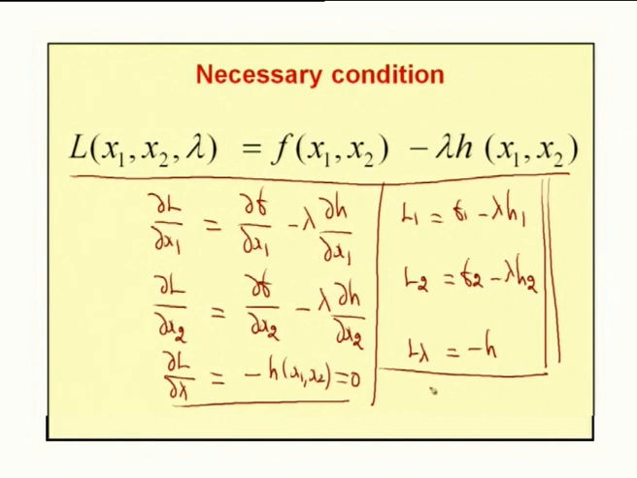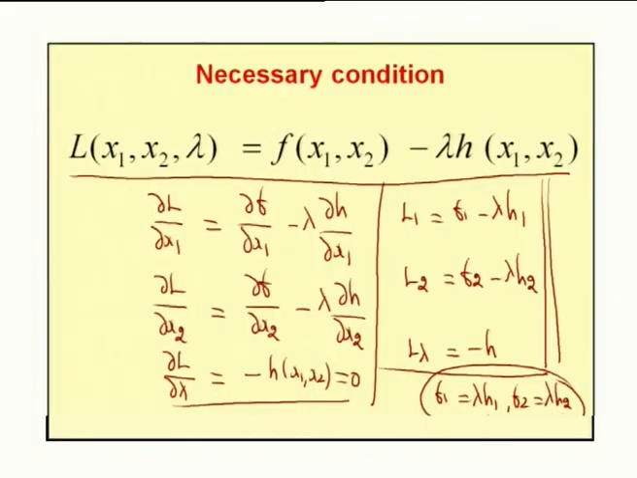Now, these three equations in their simplest form can be written as f1 equal to λ h1, f2 equal to λ h2, and minus h equal to 0. So, in order to get the optimum value of the given nonlinear programming problem, we find f1 equal to λ h1 and f2 equal to λ h2 and minus h equal to 0, and solving these three equations, we will get the optimum value of the given NLPP. So, now with this idea, we try to solve a nonlinear programming problem with equality constraints.